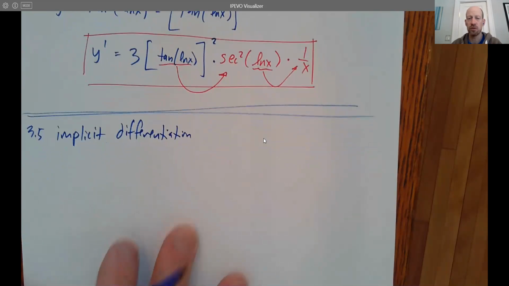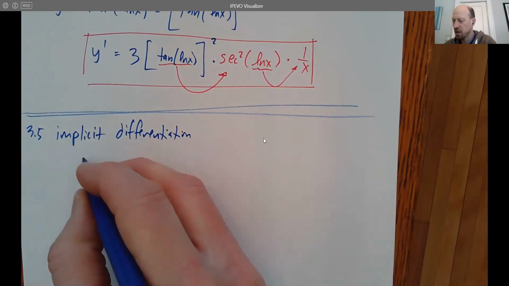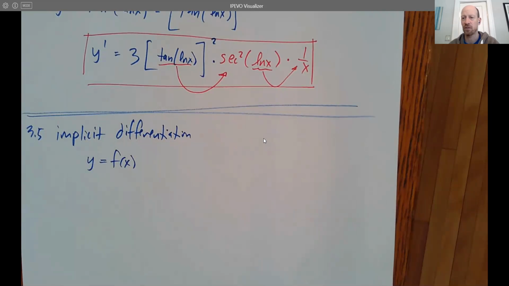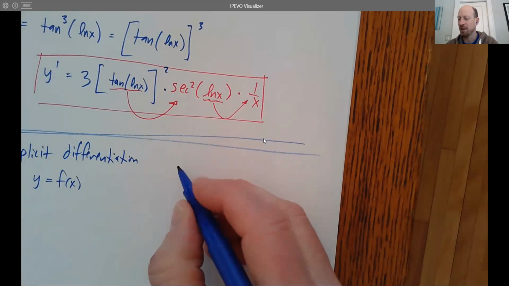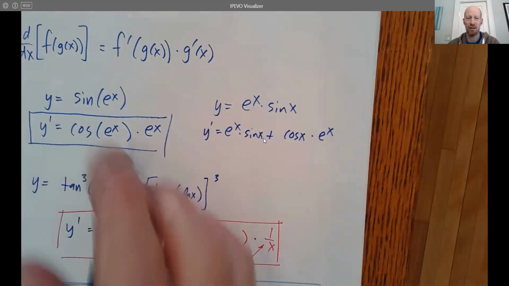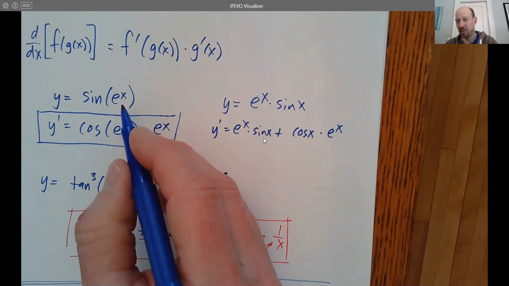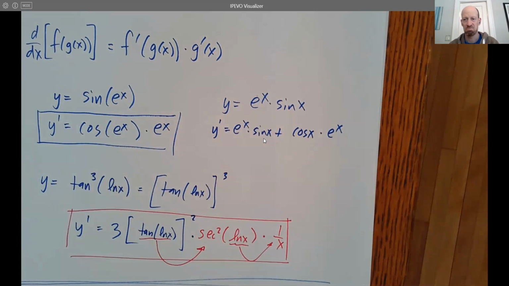The other strategy we used in that logarithmic differentiation problem was implicit differentiation, which is 3.5. That's the one that was due yesterday, but you can continue to work on that penalty-free through today. Implicit differentiation is where we think of the y as being some unknown function of x. A lot of times we know what y is, like this example right here: y is the sine of e to the x. That's written explicitly. It tells me exactly what y is in terms of x.